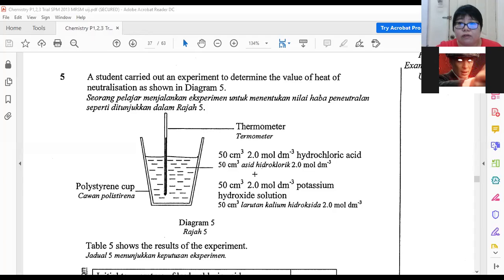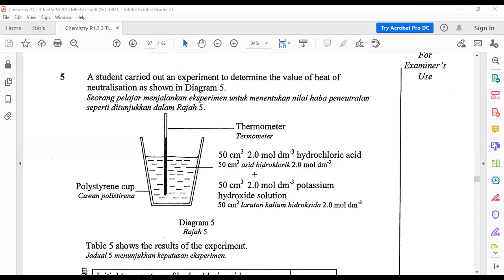Okay, you have already done. So now we are in the process of discussion about the answers. A student carried out an experiment to determine the value of the heat of neutralization as shown in the diagram. What are the substances being used in determining the heat of neutralization? The substances used are number one, I hope you can see clearly from your diagram, hydrochloric acid, and number two, potassium hydroxide.